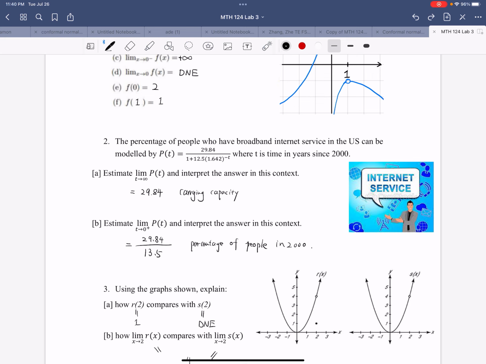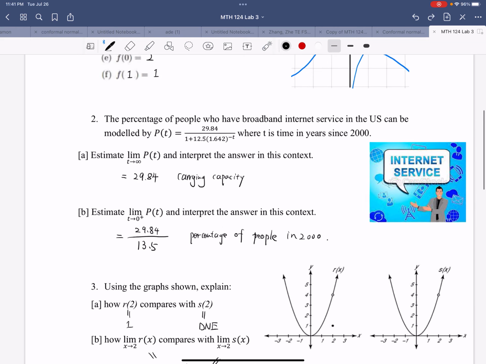And this limit, when time goes to infinity, is actually the carrying capacity of the broadband internet service in the United States, right? The percentage of people who have this service cannot be larger than this number. This is the maximum possibility, right?